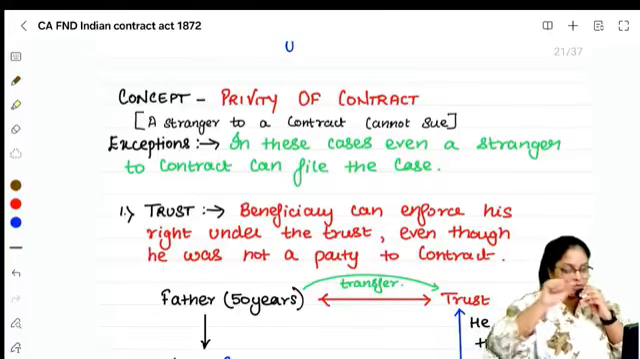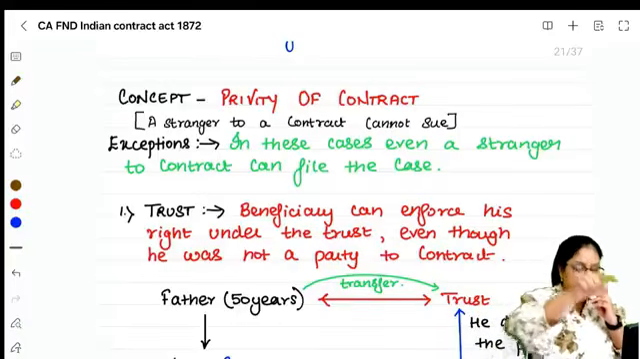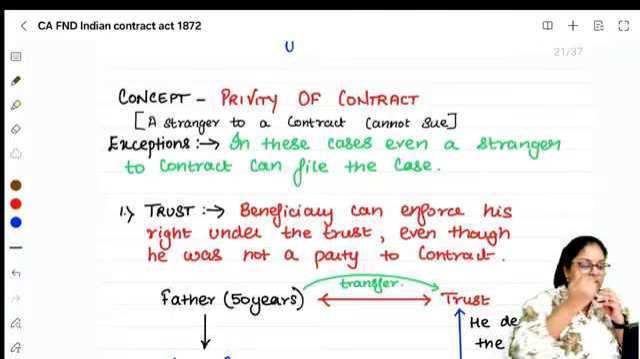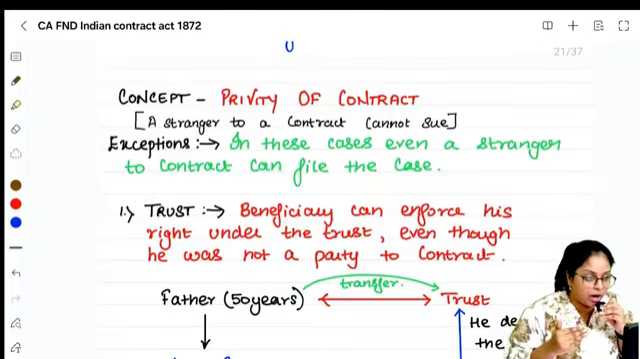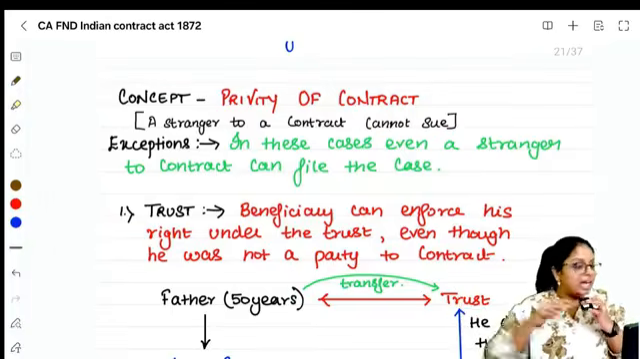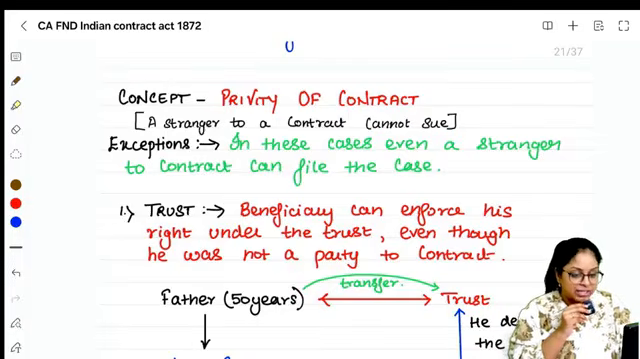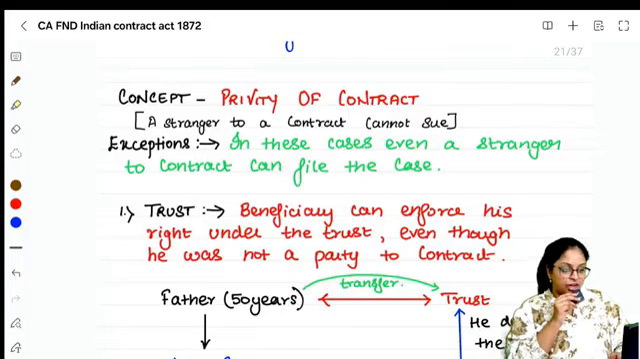If the contract is between me and you, I can file a case against you, and you can file a case against me, if we have both committed a breach. But an outsider can never file a case against us as per the doctrine of privity of contract.